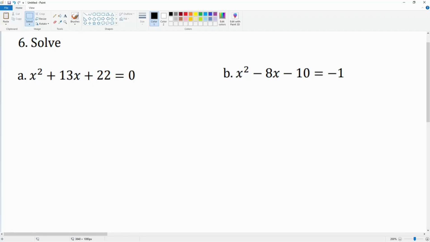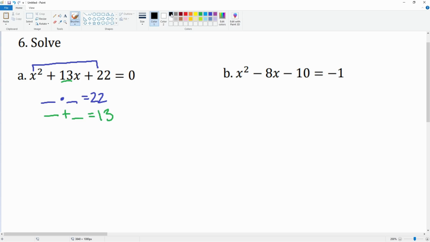Alright, let's look at number 6 here. It asks us to solve. Okay, this is going to require us to factor, so let's start with our factoring steps. Here we're going to find two numbers that multiply to make 22, and that add up to the middle number, 13.